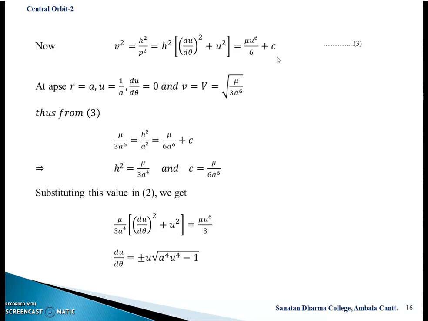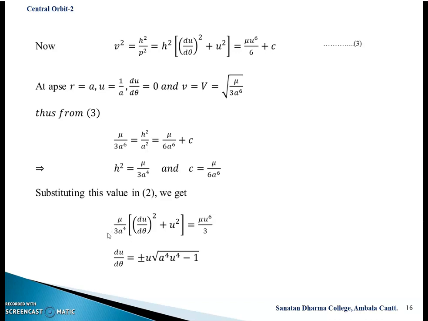Now to find the constant, we will apply initial conditions. At the apsidal point, r is equal to a and u is equal to 1 by a, du by d theta equal to 0, and we also found the velocity, which is the root of mu over 3 a raised to power 6. After substituting all these values in equation number 3, we have this result. If you compare the first two terms, you will get h square. If you compare the first and third terms, you will get the value of c. Now again substitute these two values in equation number 2, and you will get this result.